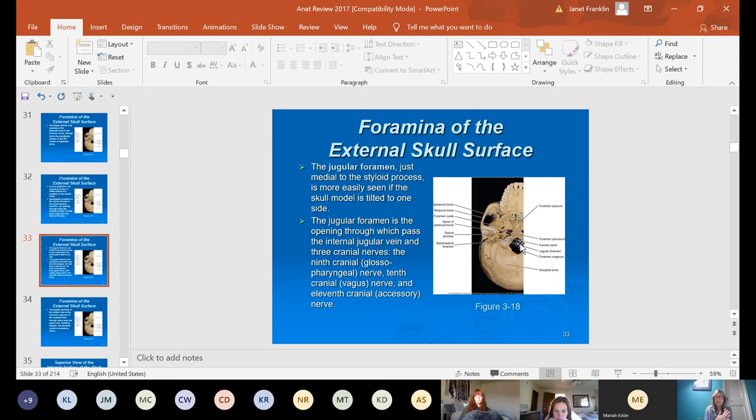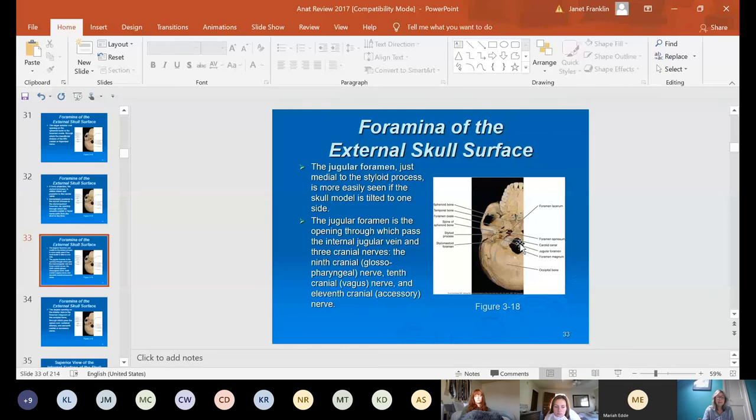And again, the nerves originate up in the brain. They have to pass through a foramen to get to where they need to be to innervate muscles. Blood vessels need to get through to pass blood back and forth to these different areas of the face, or the neck, or the head, whatever we're talking about.